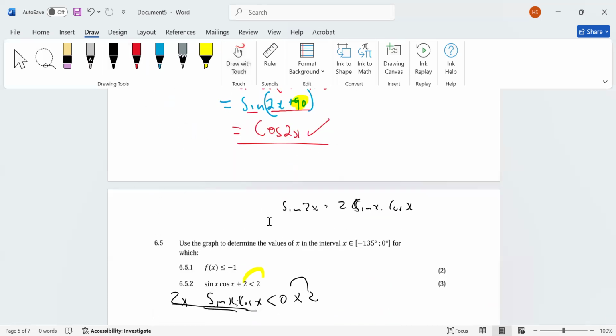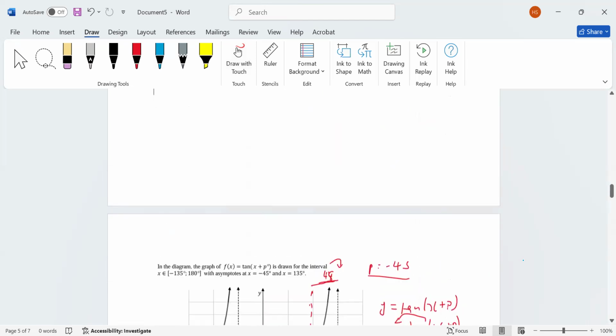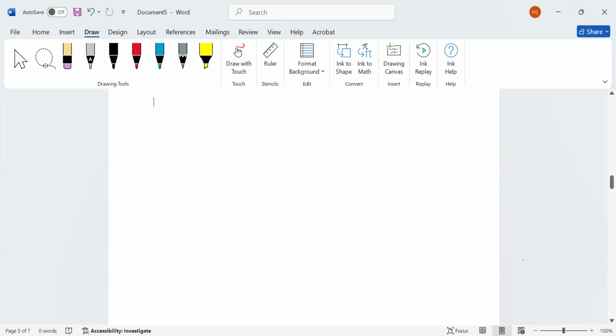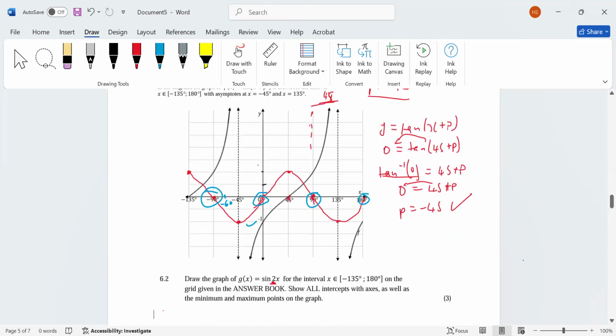So I'm looking for where g of x is less than 0. In other words, g of x should be less than 0. So let's check where g of x is less than 0. Below the x-axis, not less or equal. So where is this below? We can highlight it. It's below here. So it's from negative 90 till 0, and then 90 till 180.